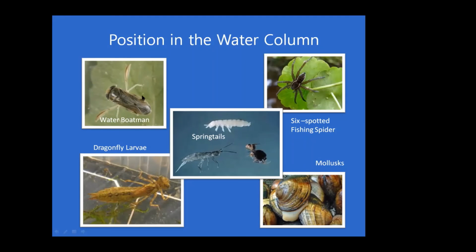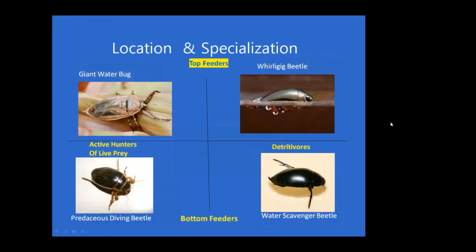So at the top, we'll find these kinds of creatures with a big spread. They don't actually float, but they can get little air pockets at the end of their arms, and they appear to float. Dragonfly larvae, mollusks. When you have a healthy pond, you're going to see a lot of freshwater mollusks. And then the others suspended pretty much mid-pond. And not only location, but specialization. These over here, these are the active hunters, live prey. And we've got some top ones and some bottom ones.